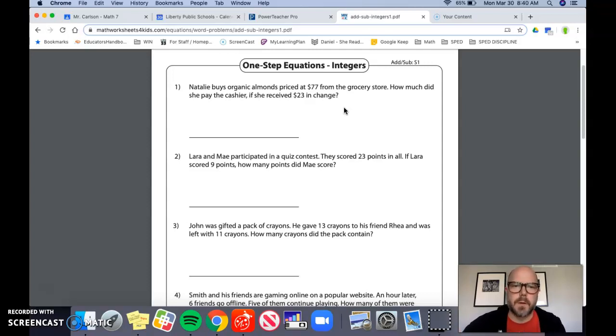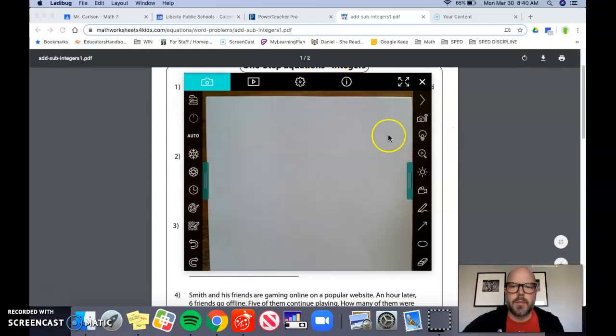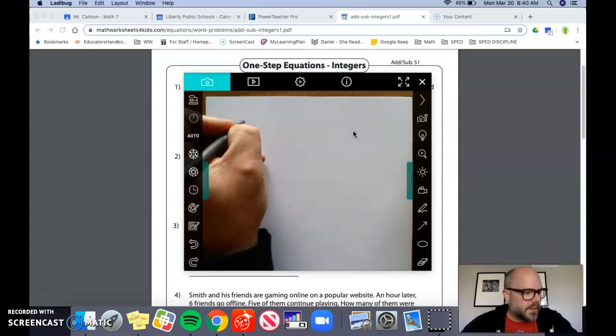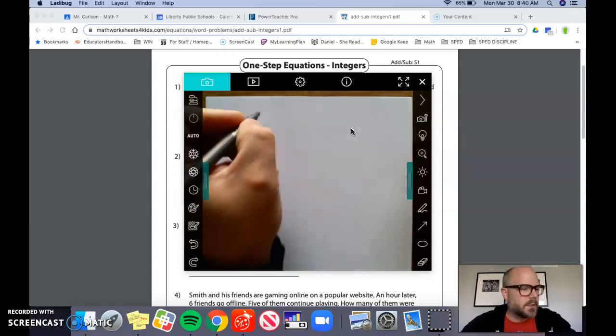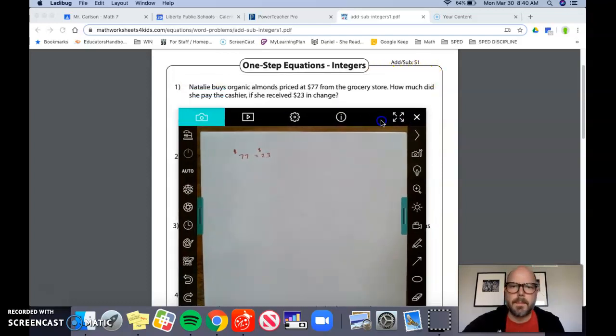So let's look at the first one. It says Natalie buys organic almonds priced at $77 from the grocery store. How much did she pay the cashier if she received $23 in change? So I'm going to jump back and forth to the ladybug here to show my work and the worksheet. So she bought some almonds. They were $77. And what she got back was $23 in change. Okay?